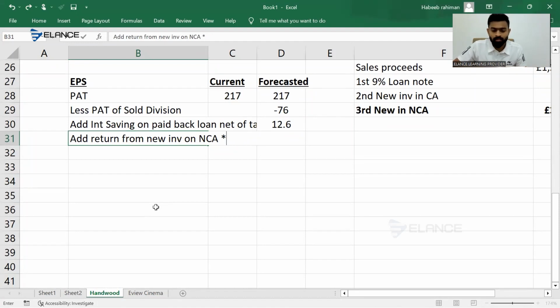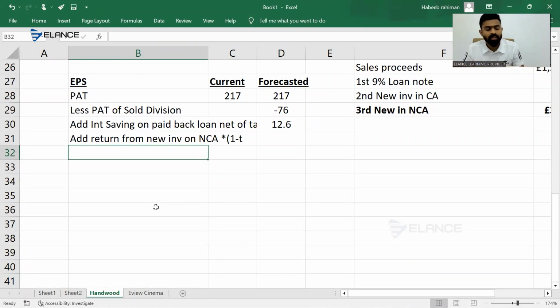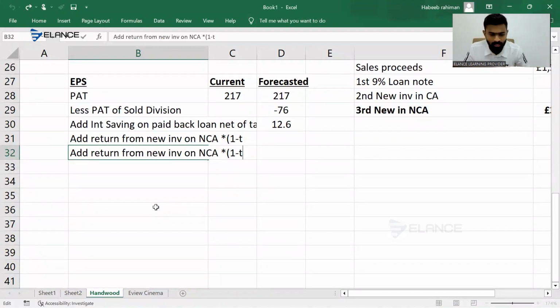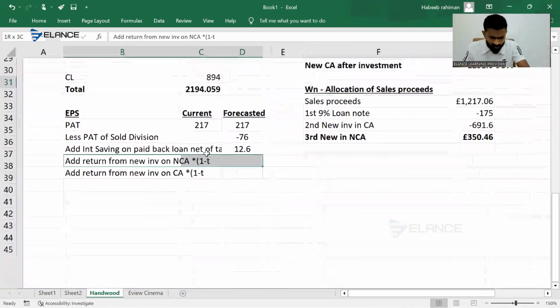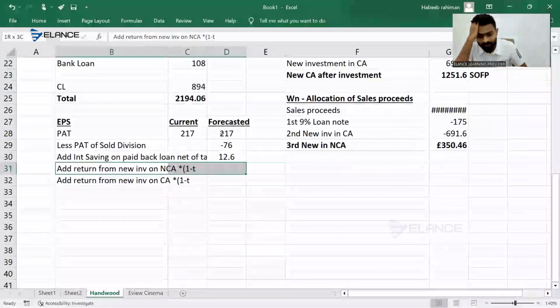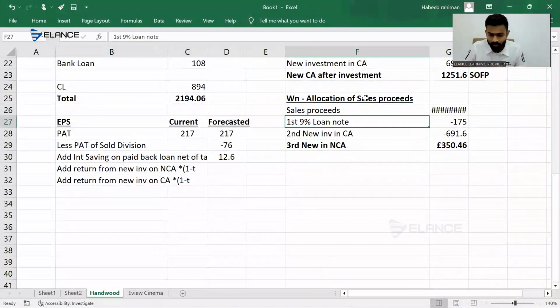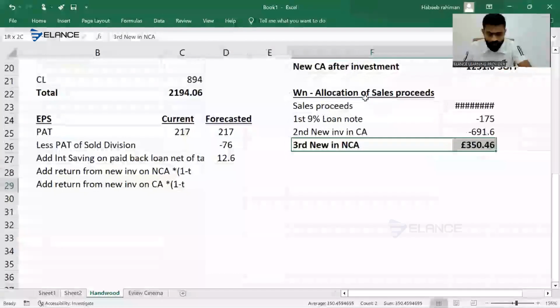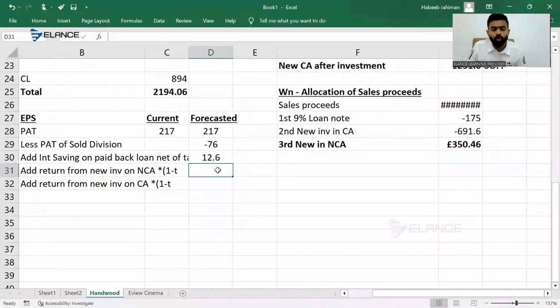Similarly, we need to add return from new investment on what? Current asset as well. See, in order to solve this figure, we need to open this working note, correct? We need to know how much we invested in non-current asset. Without knowing, we are not going to get this figure.